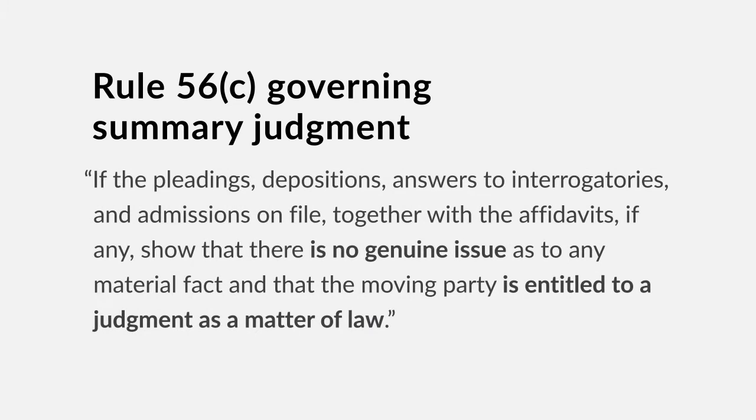Rule 56 of the Federal Rules of Civil Procedure governs the entry of summary judgment in federal court. Prior to the 2010 amendment, Rule 56(c) provided that a party would be granted summary judgment if the pleadings, depositions, answers to interrogatories, and admissions on file, together with the affidavits, if any, show that there is no genuine issue as to any material fact, and that the moving party is entitled to a judgment as a matter of law.